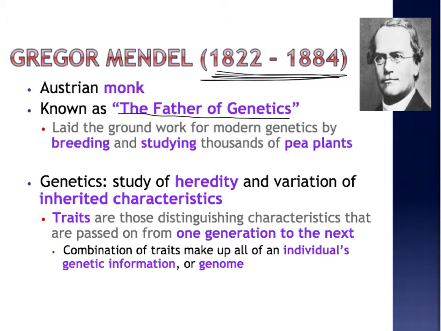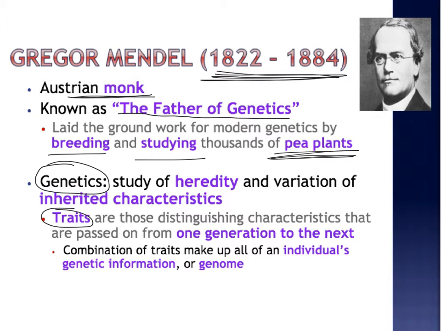He worked with pea plants in the monastery. He was a monk, so he lived in a monastery, and he basically laid the groundwork for modern genetics by breeding and studying thousands and thousands of pea plants. A couple of terms you want to make sure you have defined and know: genetics, the study of heredity and variation of inherited characteristics. Traits are those distinguishing characteristics that are passed from one generation to the next. And one more, genome. That is my genetic makeup, with all of my DNA and genetic information.